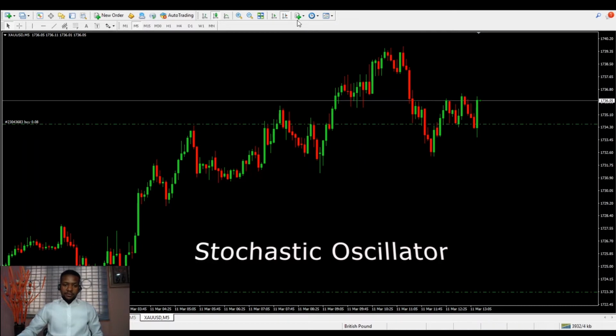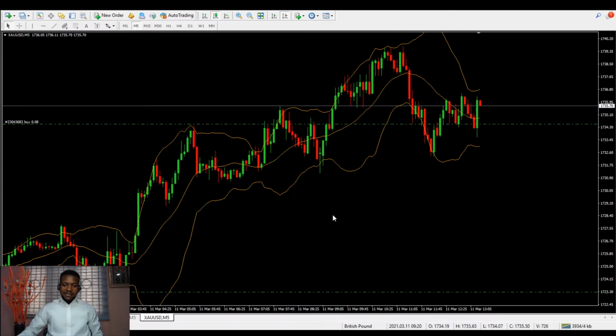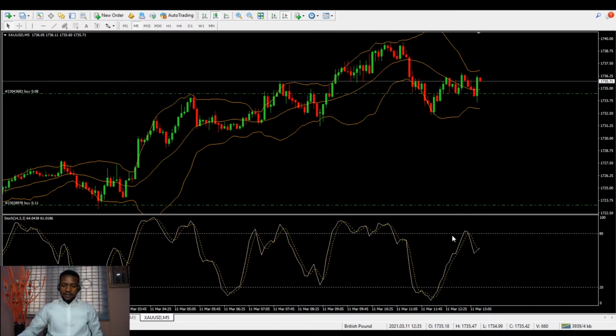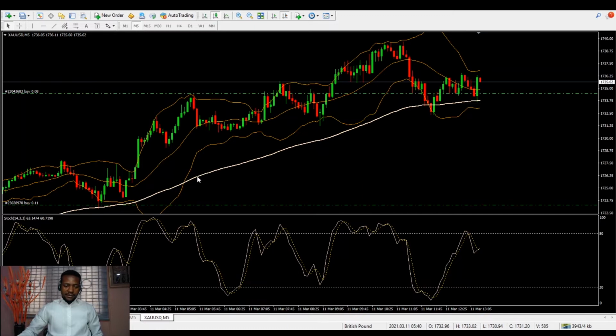So first of all, bring in your Bollinger Band, apply the default settings, and here is the Bollinger Band, the upper band, the middle band, and the lower band. We'll also add stochastic oscillator, and here is stochastic oscillator, and finally we're going to be adding the moving average, and we used 100 as the period. So this is the moving average.